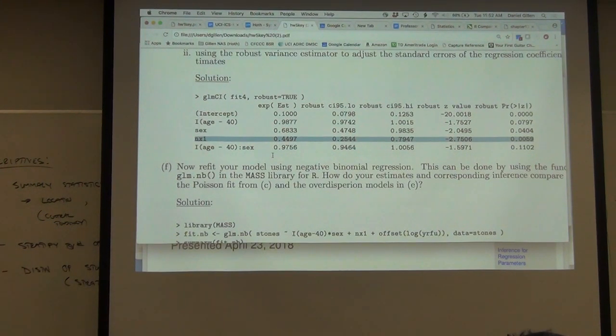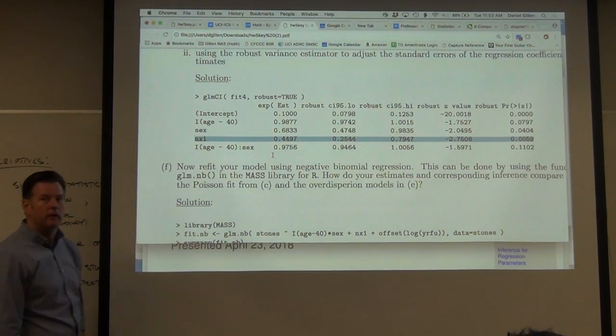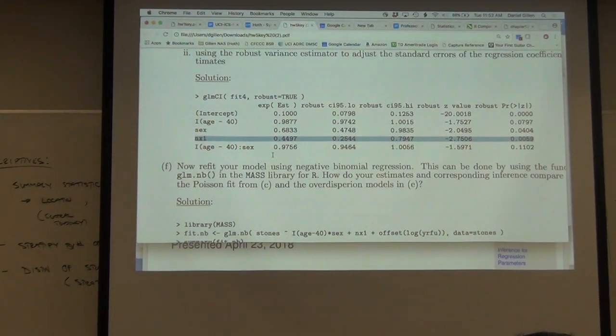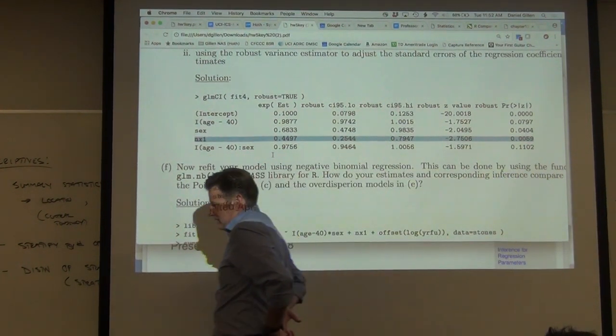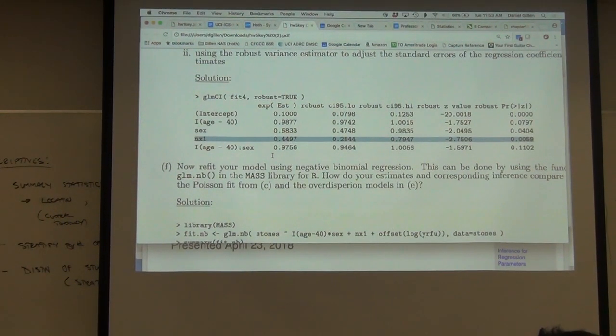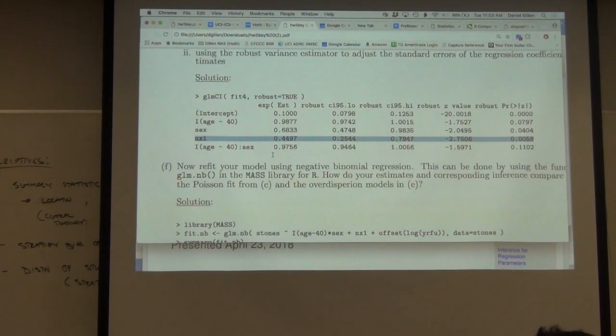So. I have a question. Yeah. If the coefficients did dramatically vary between the Poisson and the negative binomial, and you fit the robust variance to both of them, which one would you go with? So if they dramatically vary? Yeah. So will they dramatically vary in large sample sizes?